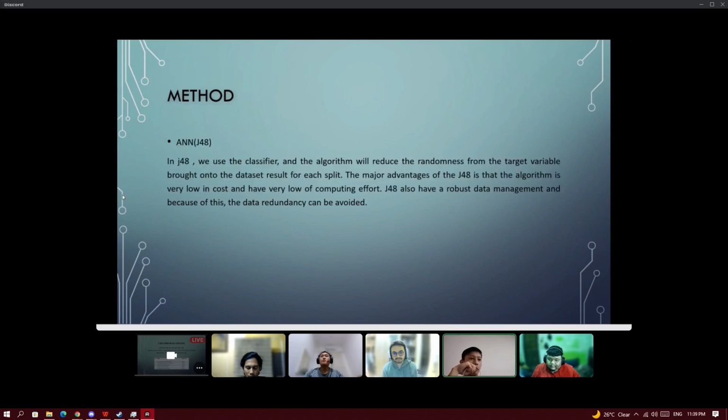And then for our methodology, we have 3. The first one is artificial neural network, specifically J48. In J48, we use the classifier, and the algorithm will reduce the randomness from the target variable brought onto the data set result for each split. The major advantage of J48 is that the algorithm is very low in cost and requires very little computing effort. J48 also has robust data management, and because of this, data redundancies can be avoided.